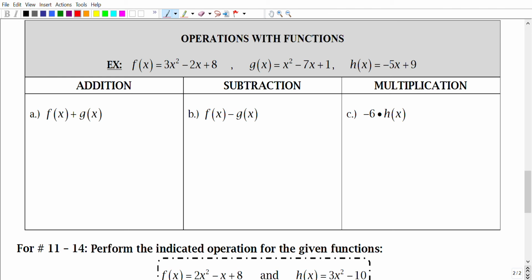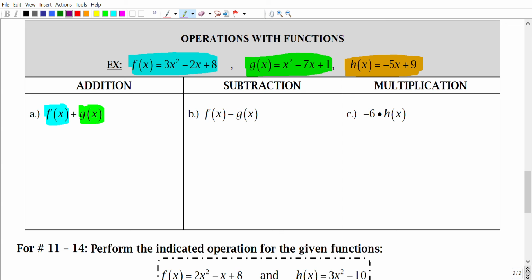But we're going to go ahead and use these functions up here in order to help us solve these operations. I just highlighted them different colors so it's a little easier to identify what we have to do here first. So what do I have to do for the addition problem? Well, it says I have to add the f of x plus the g of x, which is the green one. So that's exactly what I'm going to do.